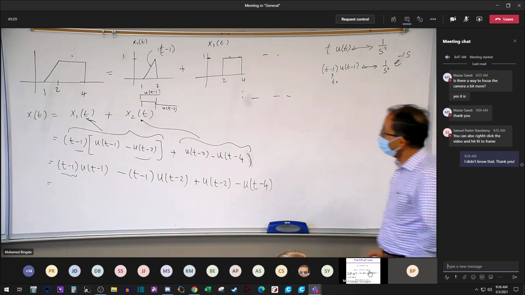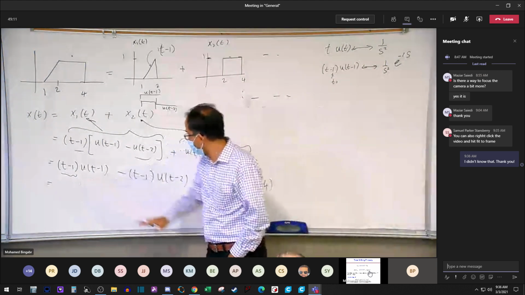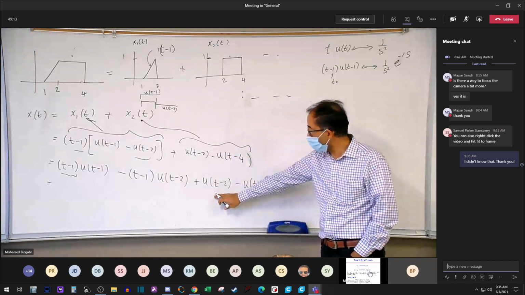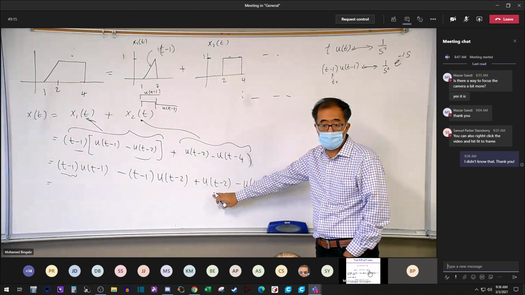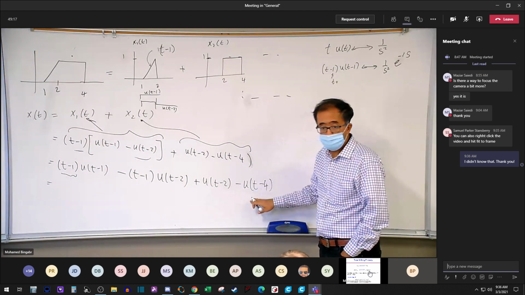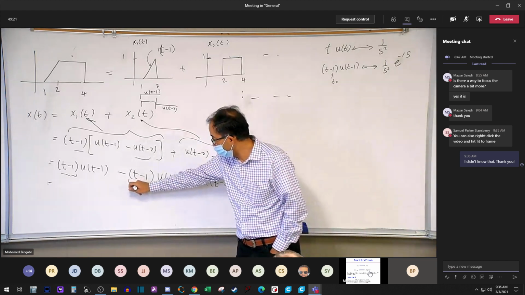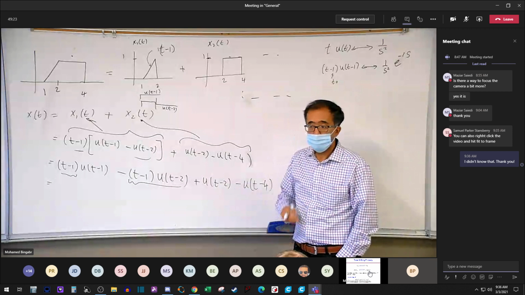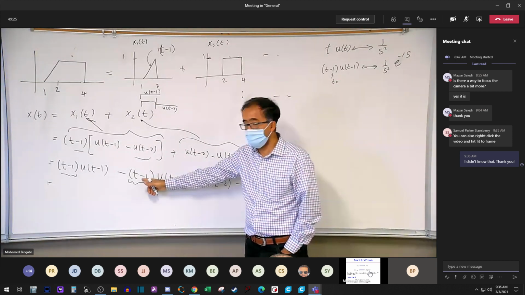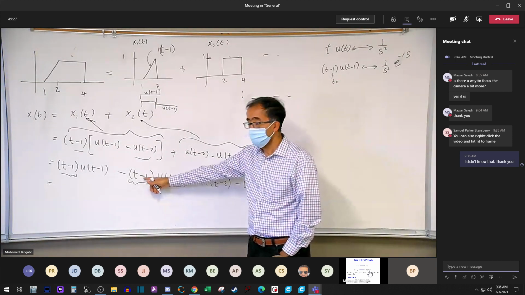So that will be easy. And this one is easy. That's u of t, which is 1 over s shifted. Here is the problem. Why? Because this is t minus 1, shifted by 1 unit.